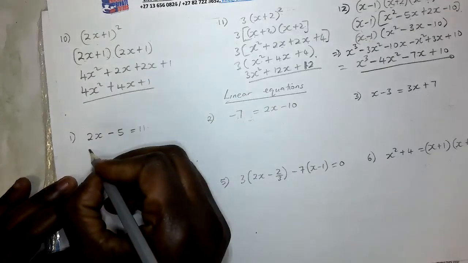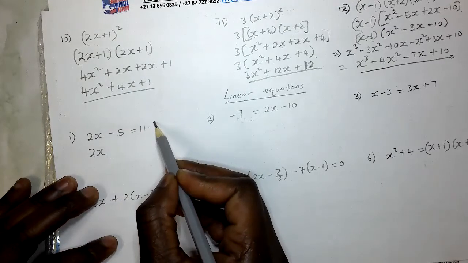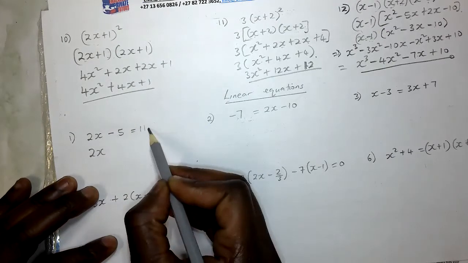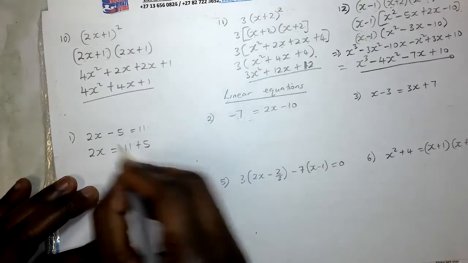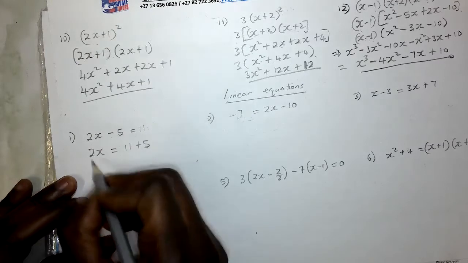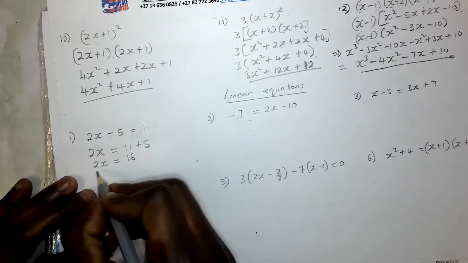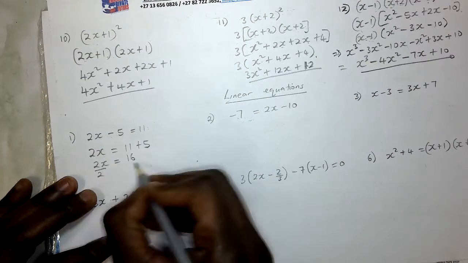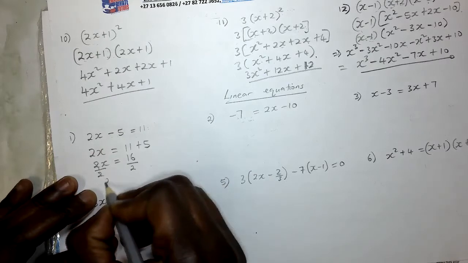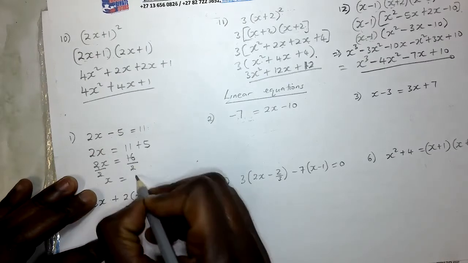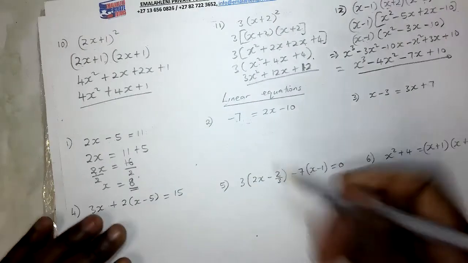So, for example, here, 2x, we have negative 5. When it shifts that side, you are taking like terms here, it's going to change the sign. So it's going to be equal to 11 plus 5. It's no longer negative, it's now plus. Then 11 plus 5, 2x is going to give us 16. Now, we divide both sides by 2 to get rid of 2 here. We divide by 2, we cancel here. X is going to give us 2 into 16, we're going to get 8. That's our value there.